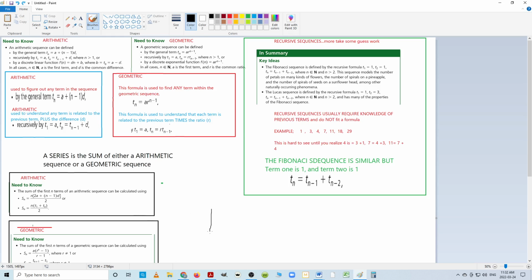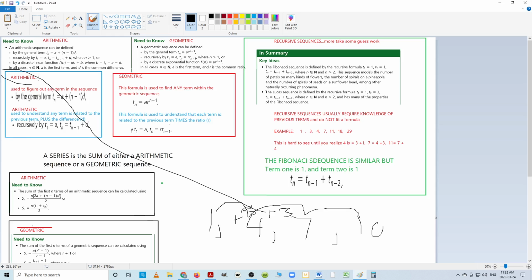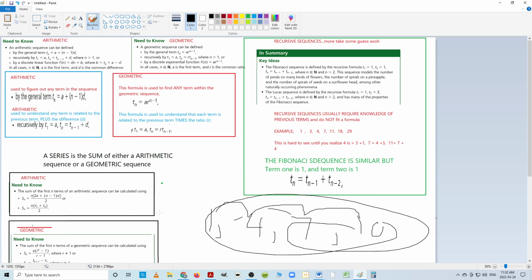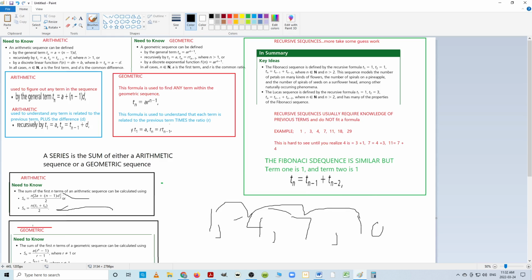So for instance, if I have 1, 4, 7, 10, it's clear these are going up by 3 each time. That means 3 is being added. If 3 is being added each time, it's an arithmetic sequence. If I was to come up with the sum of this, I would have to say, okay, I have 4 terms, and I'll plug it into this formula. I know the first term. I know the difference is 3. And I'll come up with a sum of, it's easy, I can see the sum here is 22. But when you put it into this formula, you should get 22 as well.